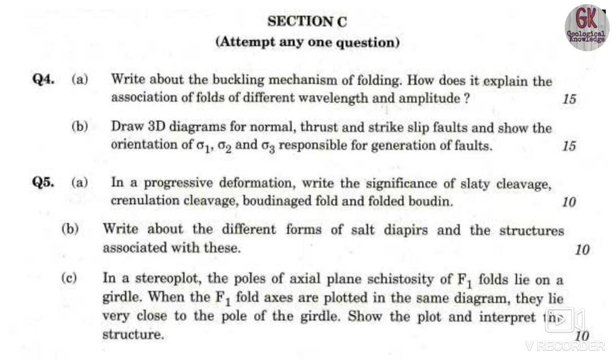Fifth C is, in a stereo plot the poles of the axial plane schistosity of F1 folds lie on a girdle, and when the F1 fold axes are plotted in the same diagram they lie very close to the pole of the girdle. So plot and interpret the structure. That is related to stereographic projection.